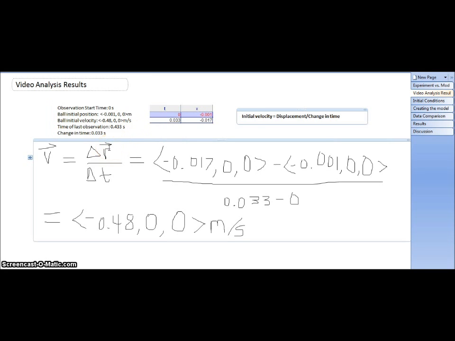To calculate the displacement, I subtracted the initial position vector from the position vector after one frame. To get the velocity, I divided the displacement by the change in time, which was 0.033 seconds. This gave me the velocity of the ball, which was -0.48 meters per second.